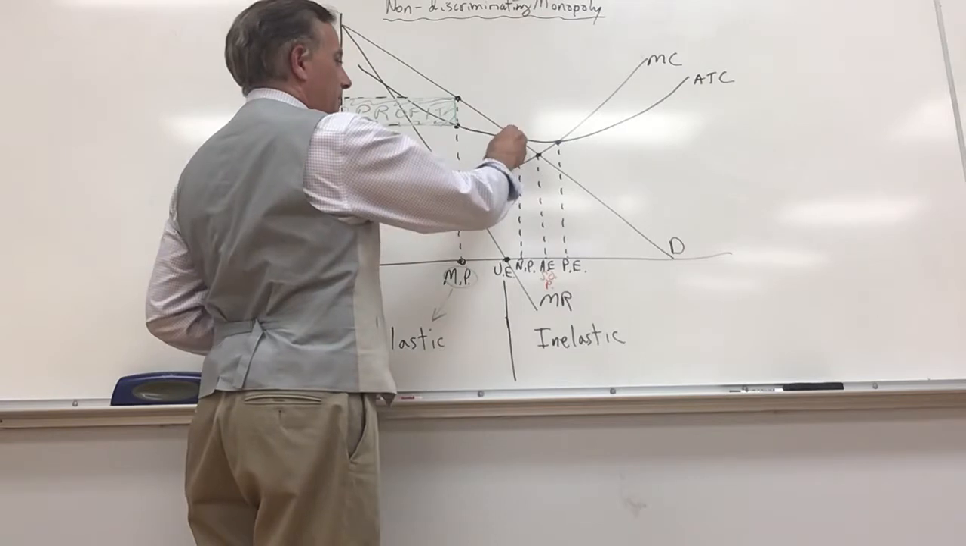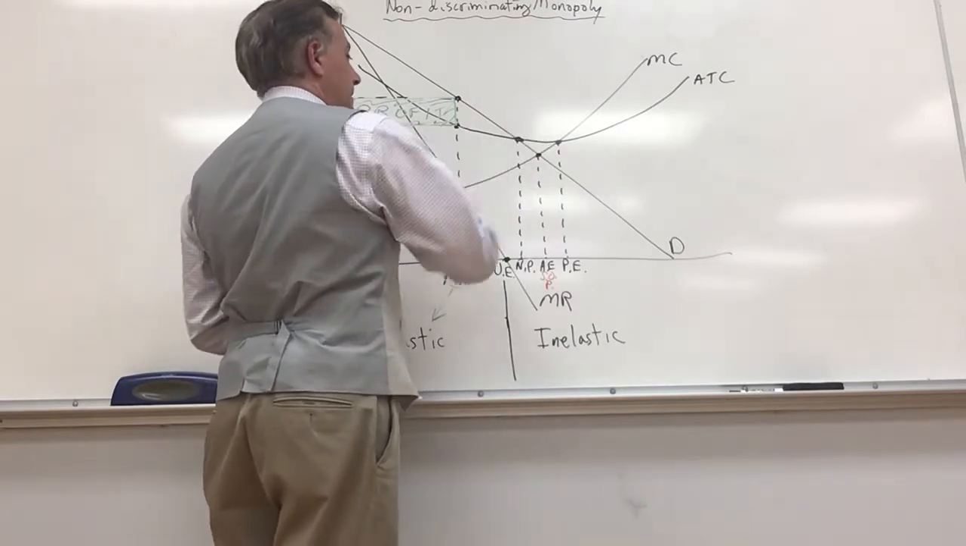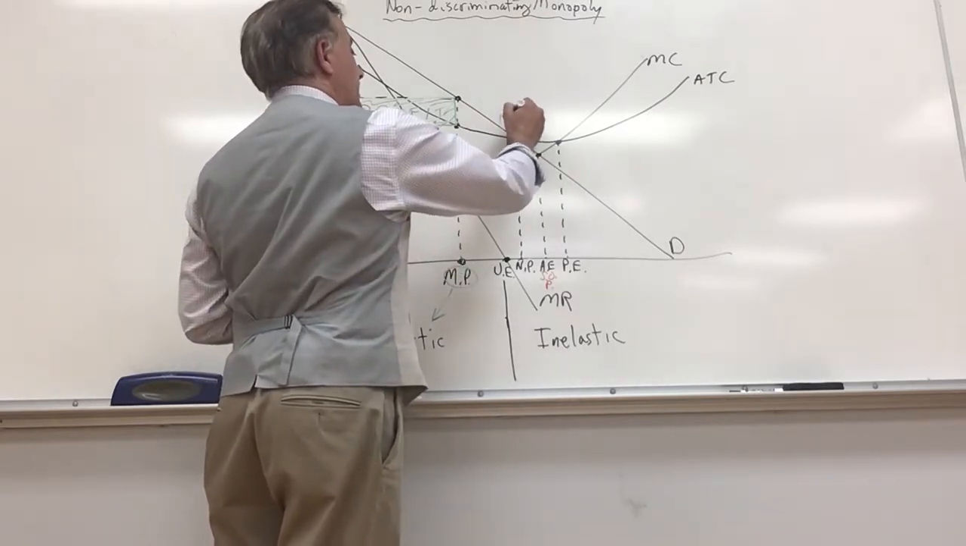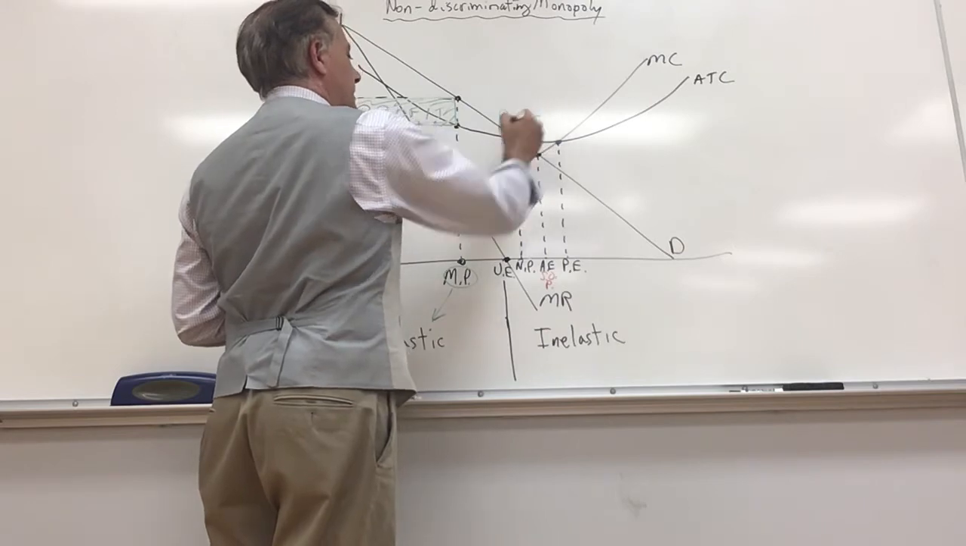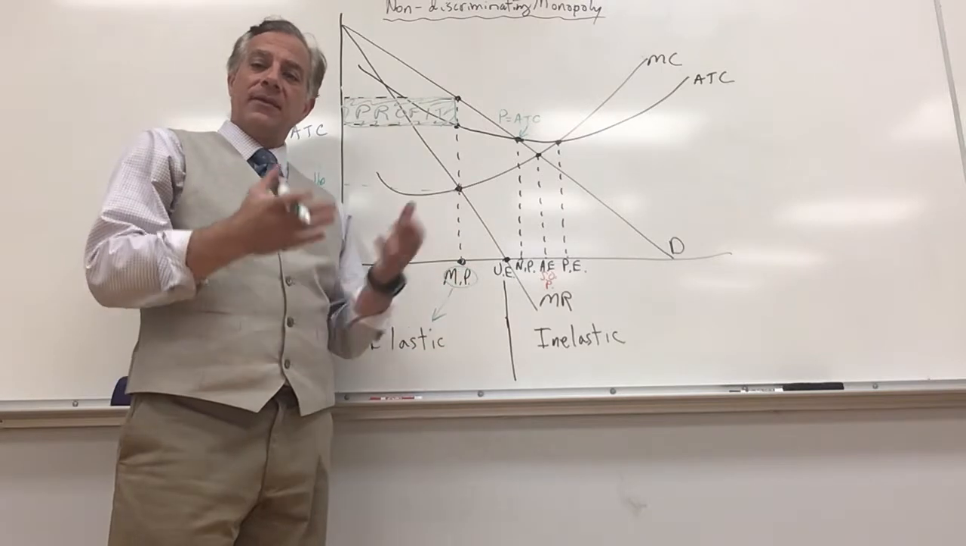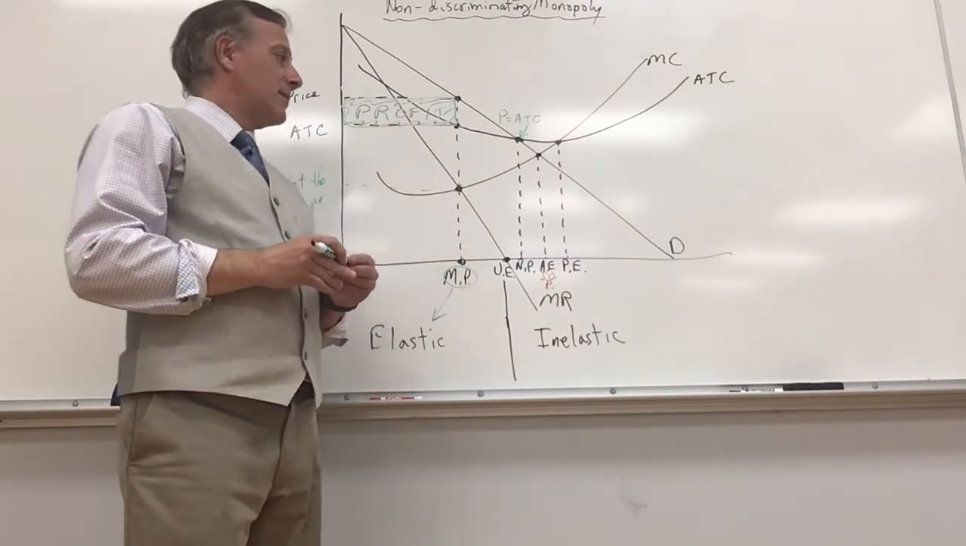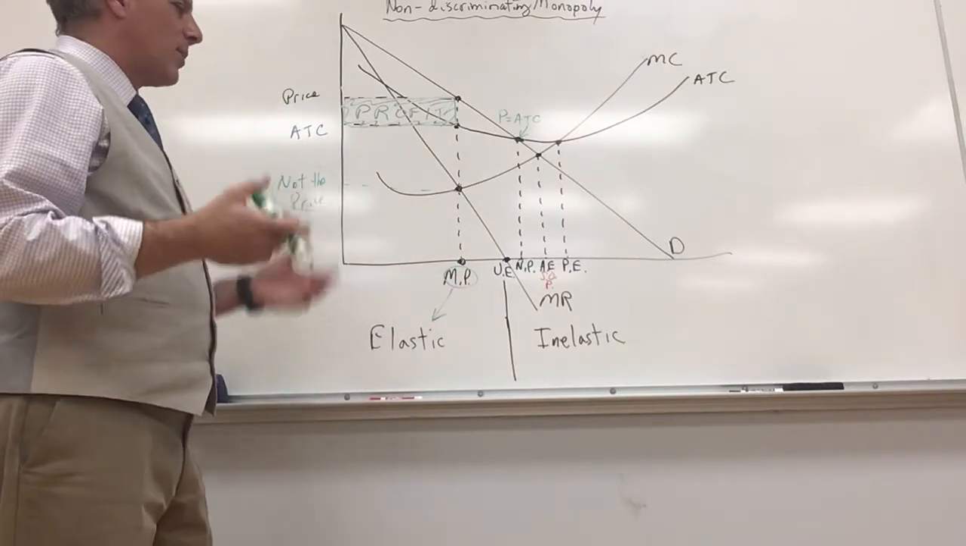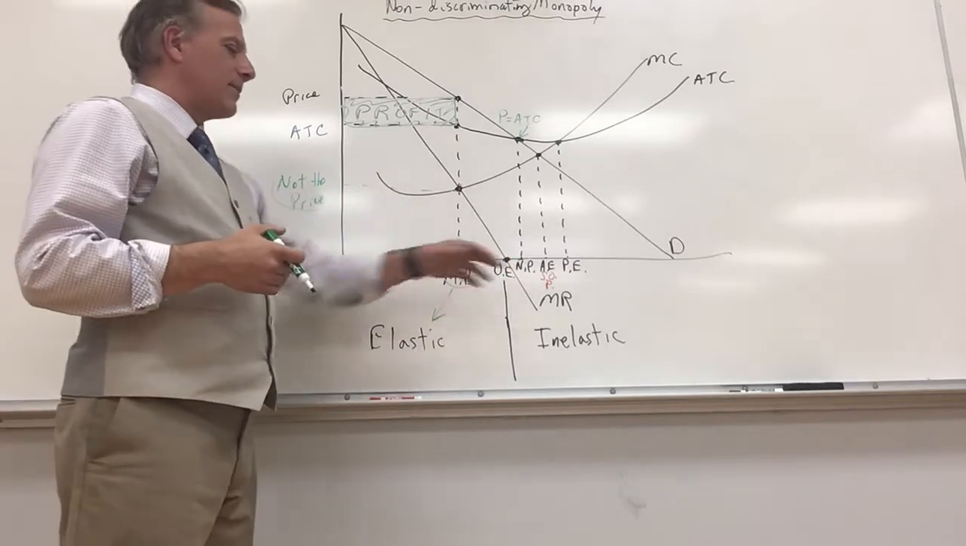Here, I have another intersection where ATC hits the demand curve. Price equals average total cost right here. So that's my normal profit. Economic break even, economic profit equals 0. Okay, it doesn't really play any role other than that's what it means.